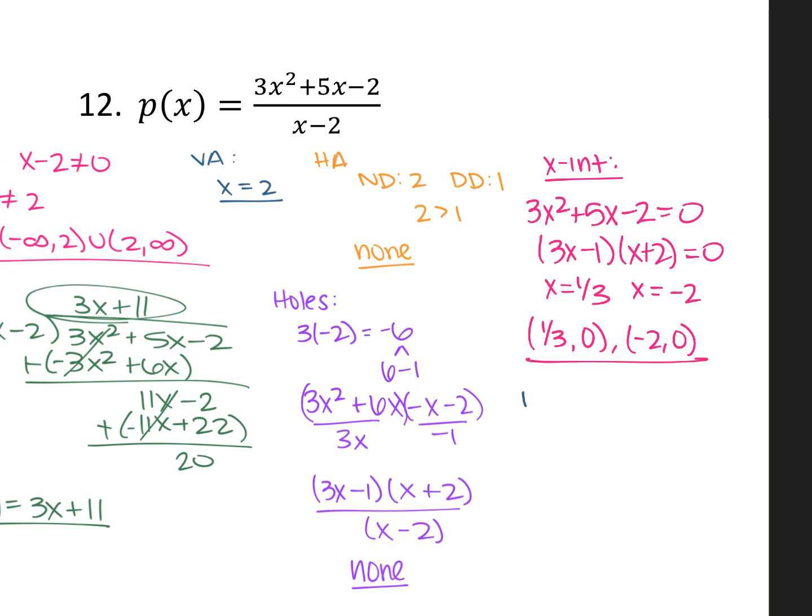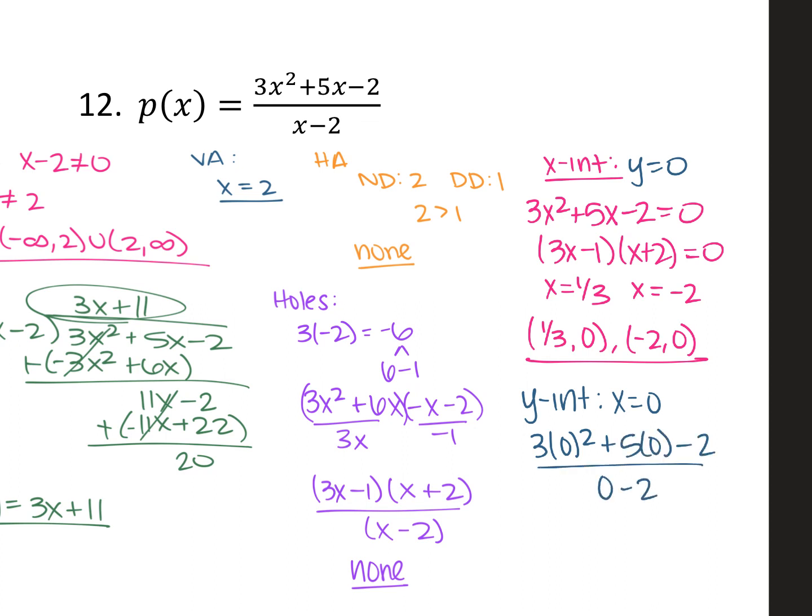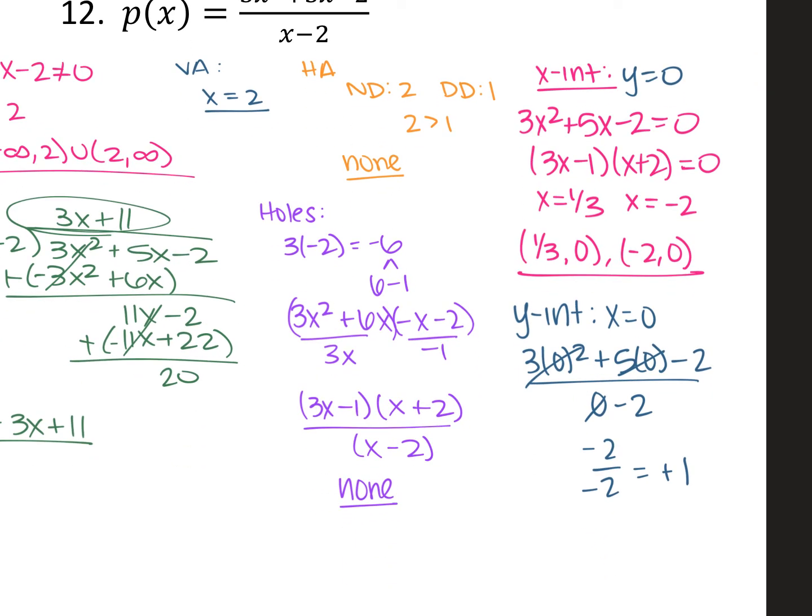And lastly, our y-intercepts, when x is equal to 0. These are when y is equal to 0 for x-intercepts. But for y-intercepts, x is equal to 0. We are going to have 3 times 0 squared plus 5 times 0 minus 2 all over 0 minus 2. Cancels, cancels, cancels. We have -2 over 2, which is positive 1. So that means that our y-intercept is the ordered pair 0, 1.